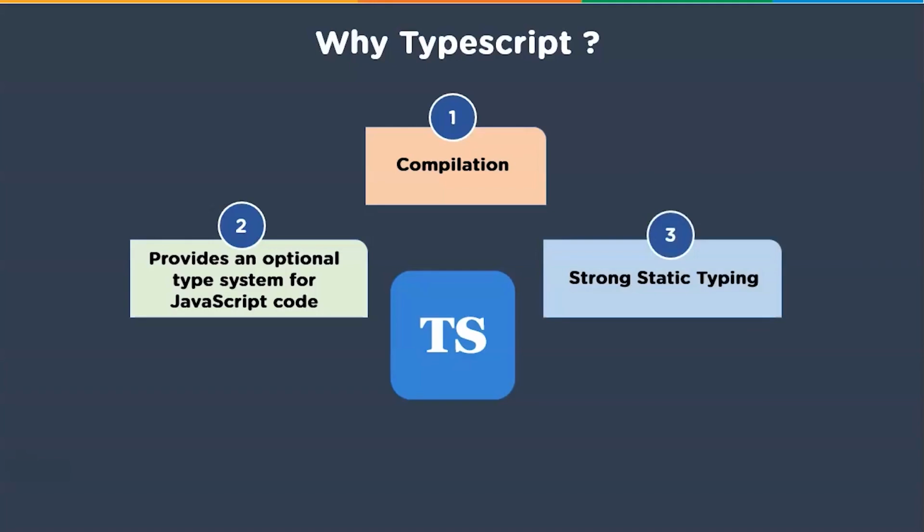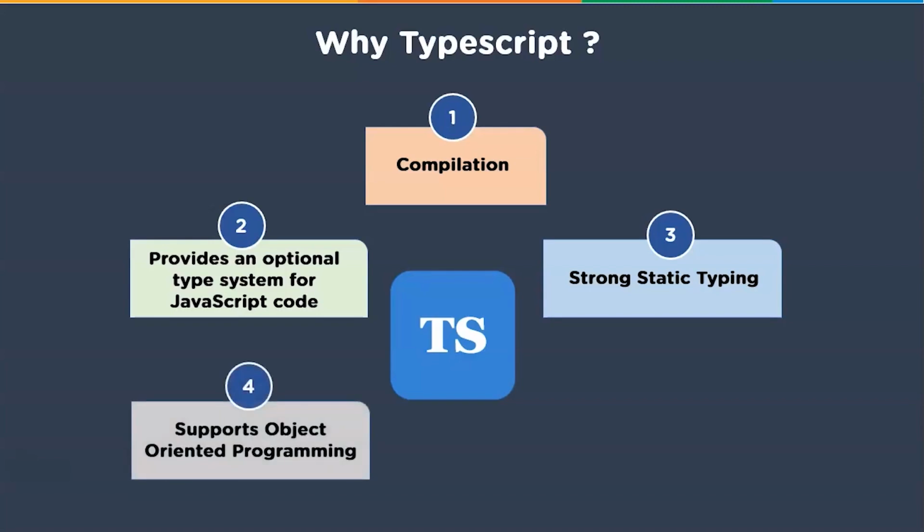Strong static typing. JavaScript does not have a powerful static typing system. TypeScript comes with an optional static typing and type inference system. The TLS, that is the TypeScript language service, can deduce the type of a variable defined with no type based on its value. Supports object-oriented programming. Classes, interfaces, inheritance, and other object-oriented programming principles are supported by TypeScript.